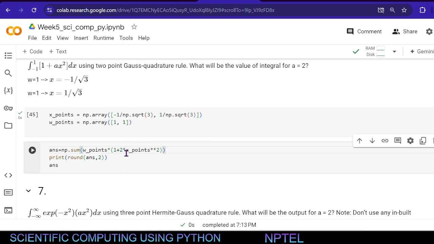This x point is, by the way, an array, right? So it is going to square each and every element of that, multiply by 2 and add 1. That will be one more array. And that array is multiplied by w, which means it will do pairwise multiplication. And then we are doing the sum, which is the sum over j. All right, and that is our answer.